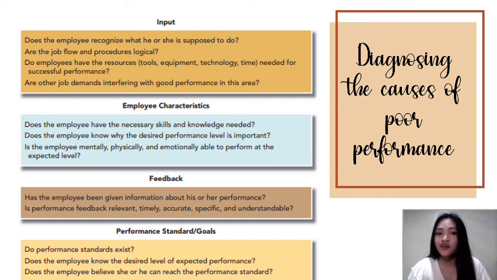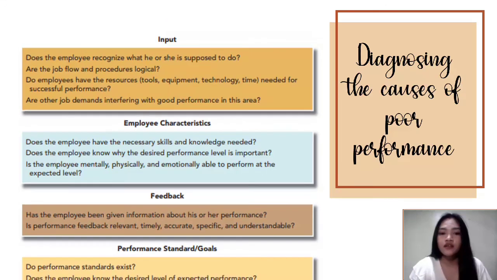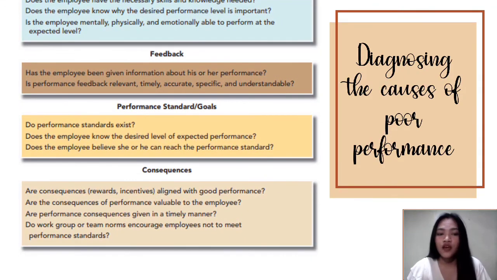Then we have employee characteristics. Does the employee have the necessary skills and knowledge needed? Is the employee mentally, physically, and emotionally able to perform at the expected level? We have feedback. Has the employee been given information about his or her performance? Performance standards and goals. Do performance standards exist? Does the employee know the desired level of expected performance? Does the employee believe she or he can reach the performance standards?